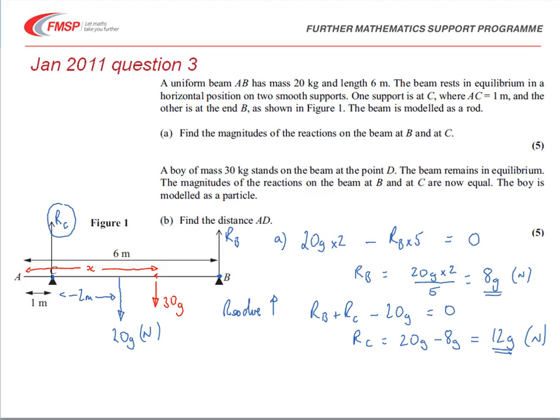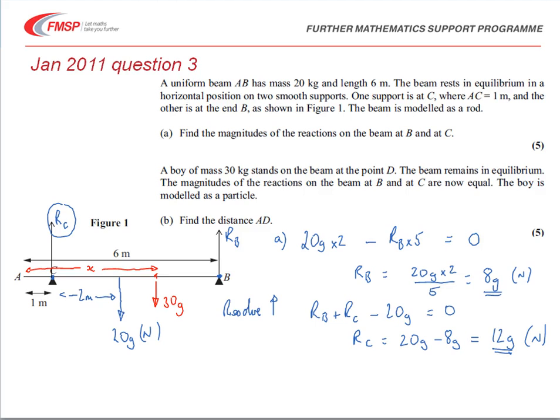We now have a situation where again we can use moments. We're told that the reactions at C and B are now equal. So we can say the total reaction, RC and RB being equal, must allow us to equate 2 times that reaction, 2R let's call it, to the downward force of 30G plus 20G.